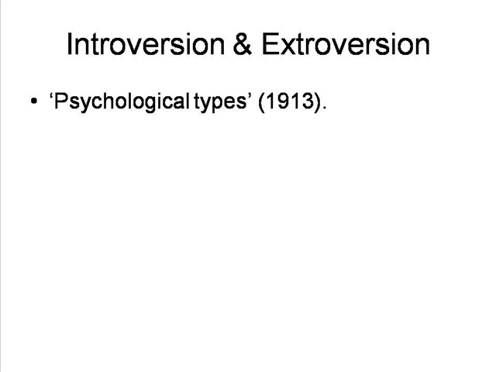Jung had already considered the idea of distinctive psychological types during his years of medical work, but it was not until 1913 that he presented them formally at the International Psychoanalytic Congress, which was held that year in Munich. Key here was the distinction between introversion and extroversion.